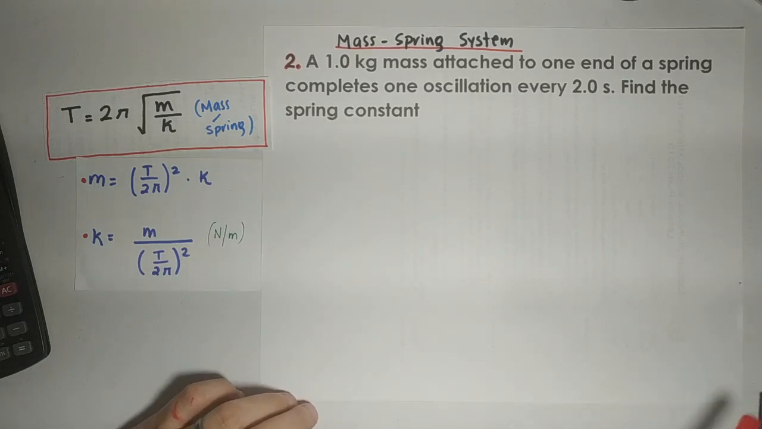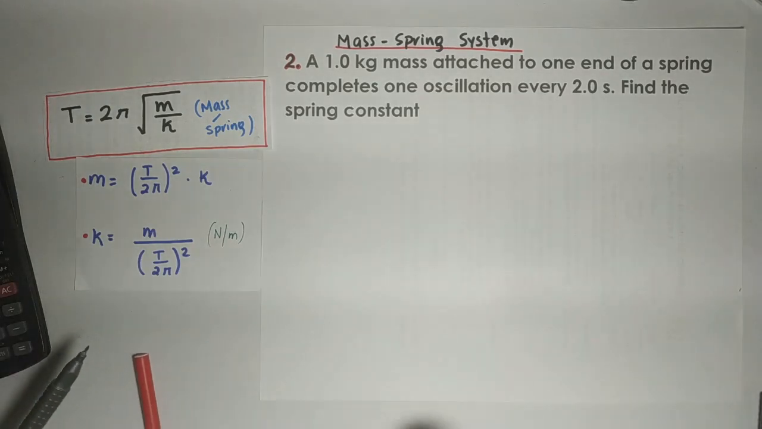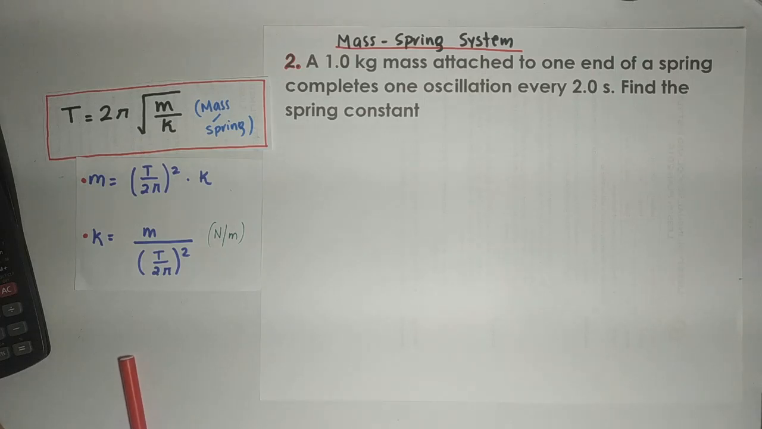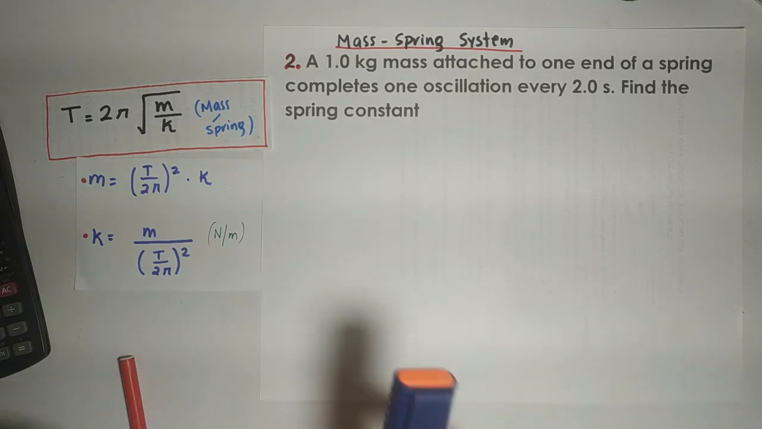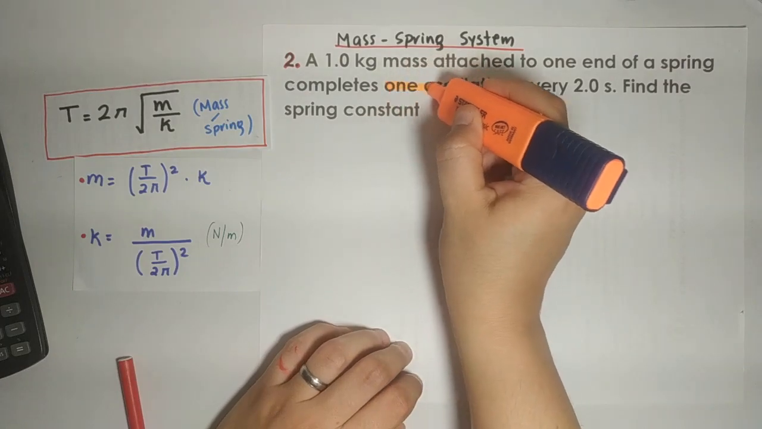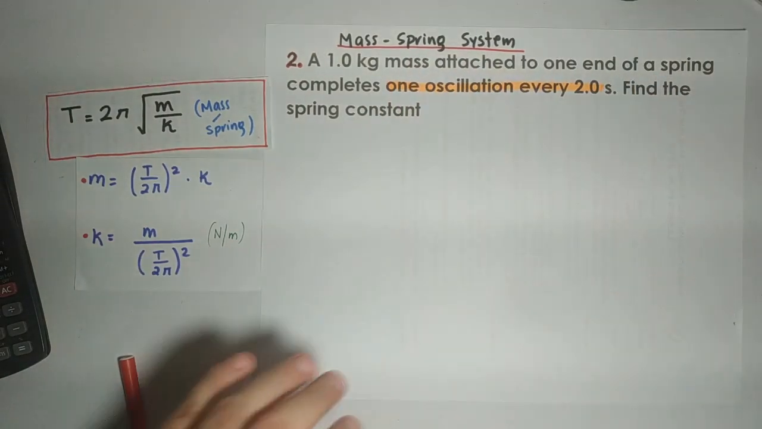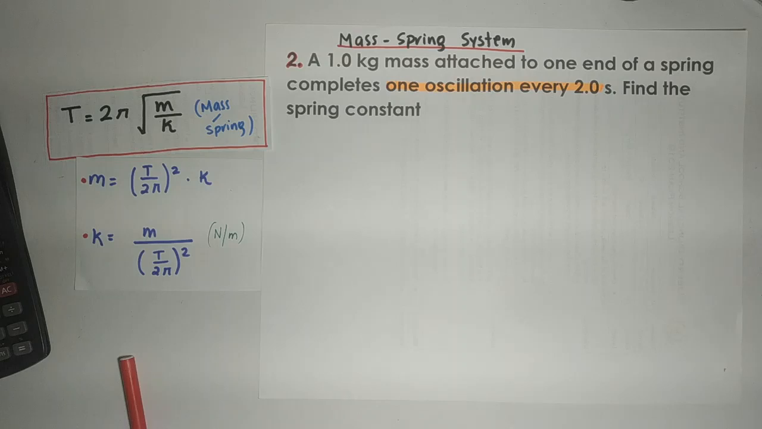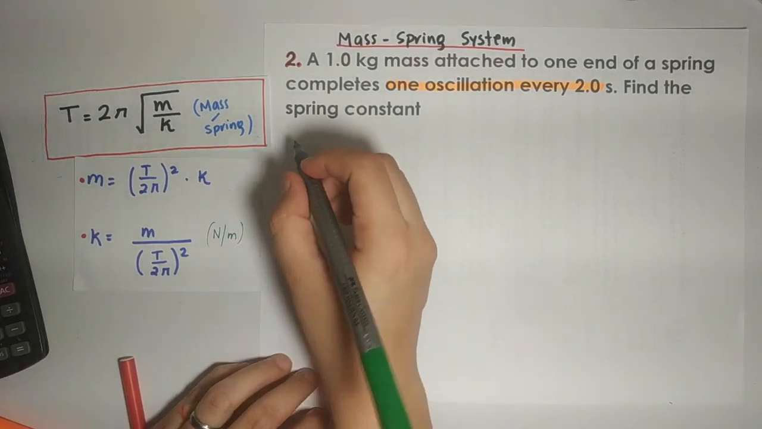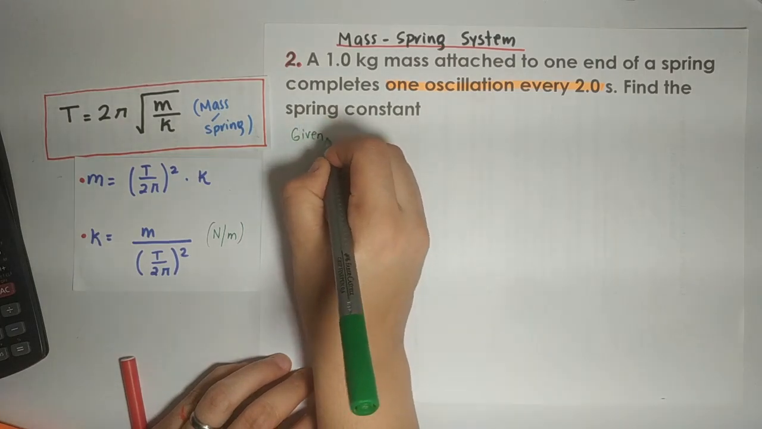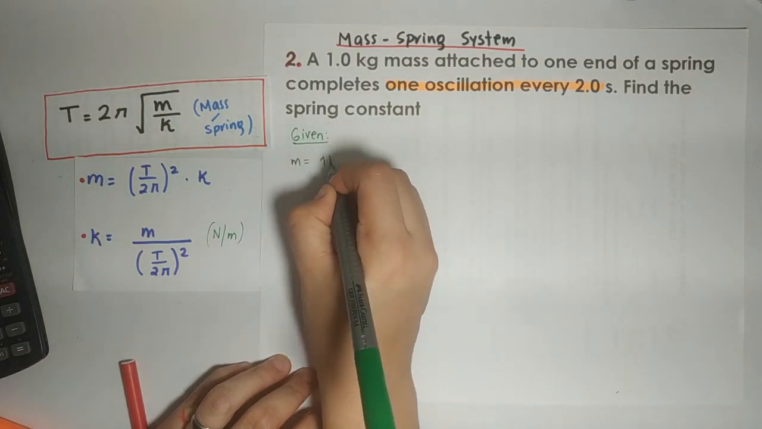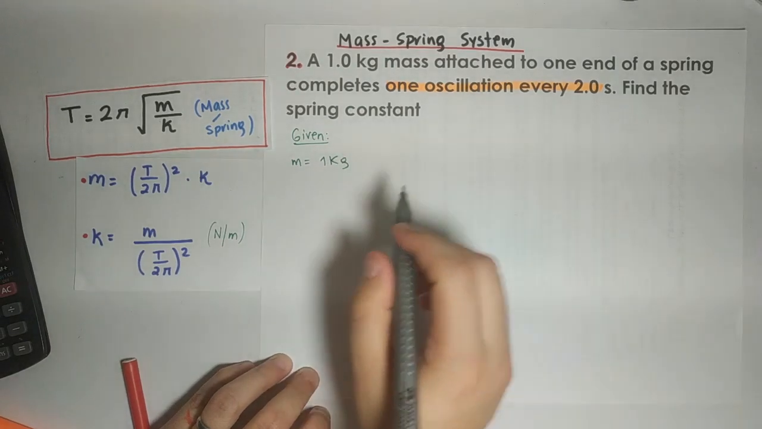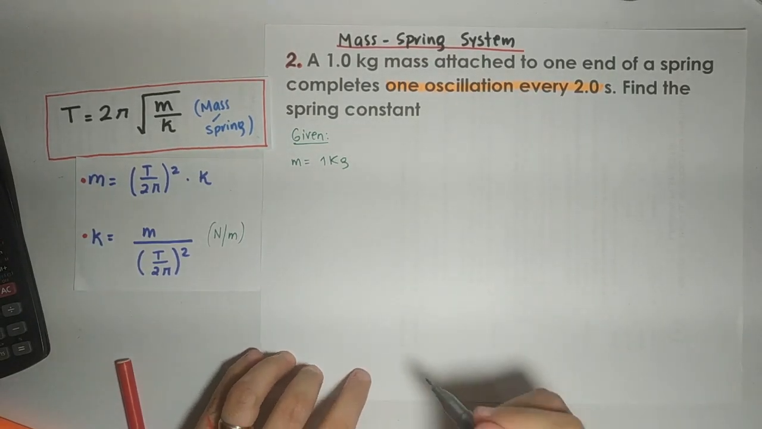Now we have one more example right here. It says a 1 kilogram mass attached to the end of a spring completes one oscillation or one cycle every 2 seconds. So one oscillation every 2 seconds. Find the spring constant. Now let's take a look. They are giving me mass equals 1 kilogram, and take a look.